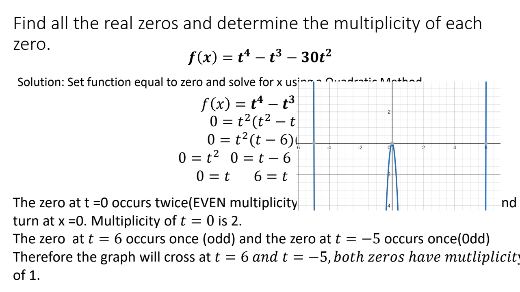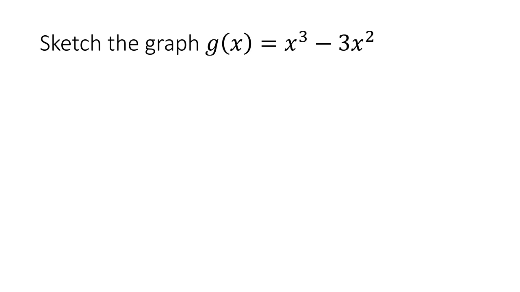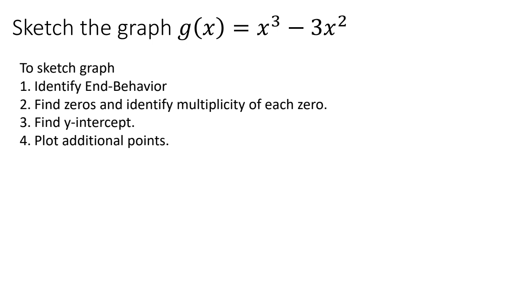Let's practice more trying to sketch. So let's look at this problem here. This function g of x is equal to x cubed minus 3x squared. The first thing I'm going to do is set it equal to 0 and then solve it. But let's go through the process to sketch this graph.